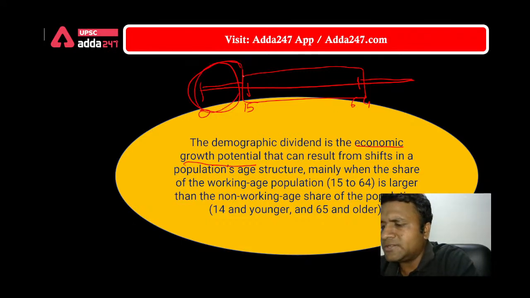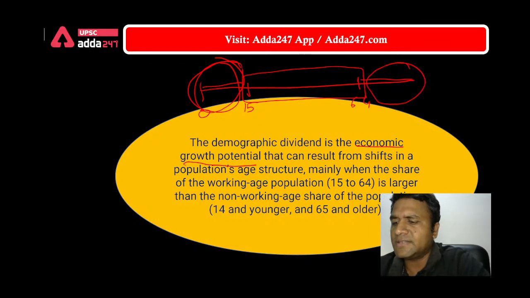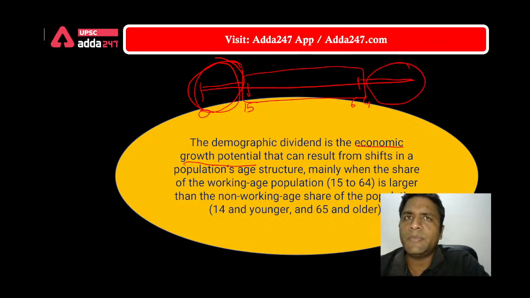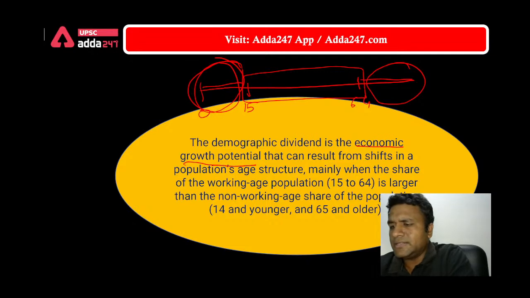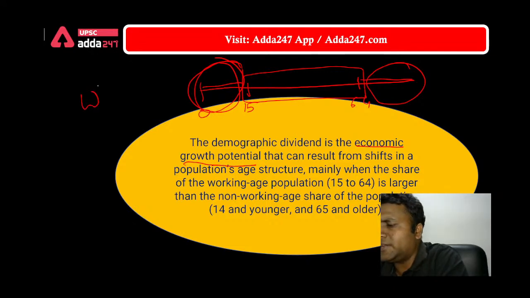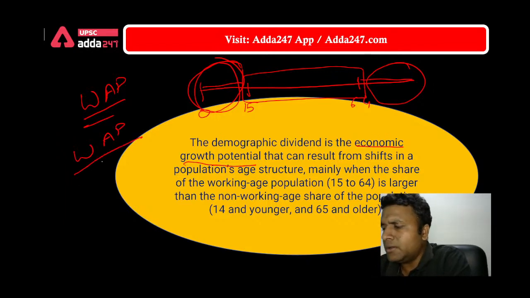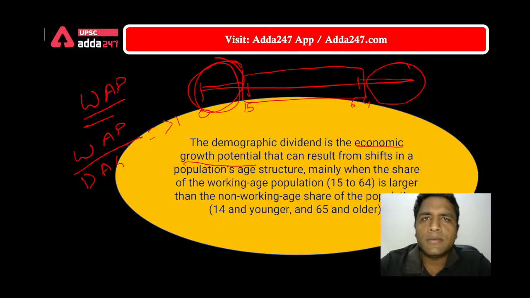So this population 0 to 15 and 64 plus is considered as the dependent age group, and this one, 15 to 64, is basically what? Working age population. We also call it WAP many a times. So if WAP, that is the age group of 15 to 64, upon the dependent age group, that is 0 to 15 and 64 plus, is greater than 1, then it is called positive.